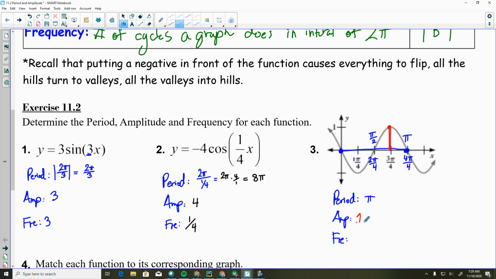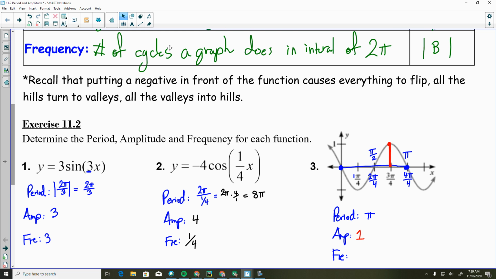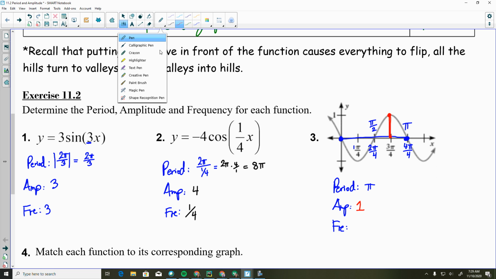So my amplitude is 1. And then my frequency, this is the number of cycles a graph does in the interval of 2 pi. So if I start at 0 and end at 2 pi, well, this is pi right here. Where would 2 pi be? Okay, it would be definitely past this a little bit.